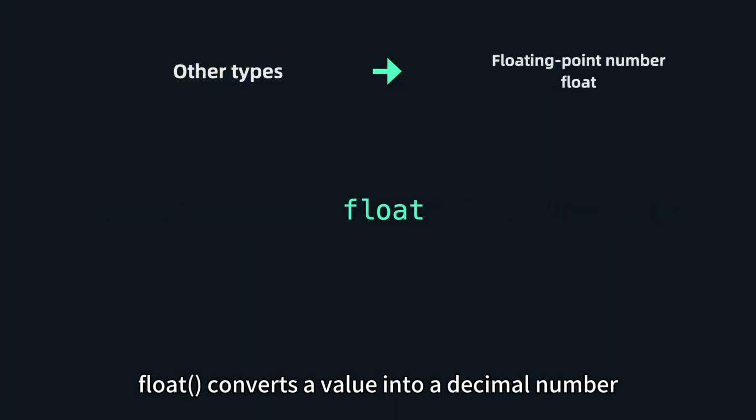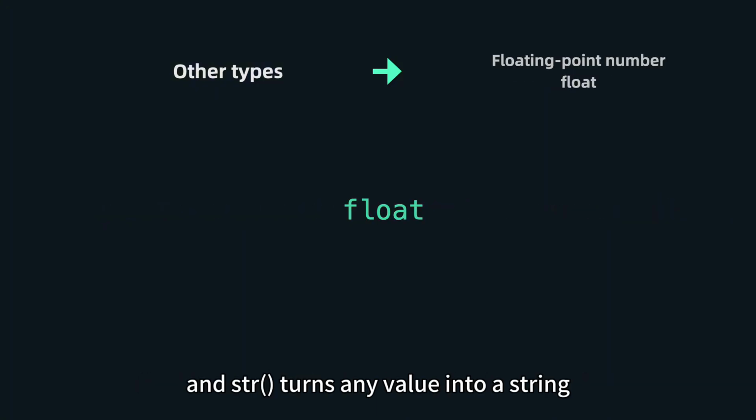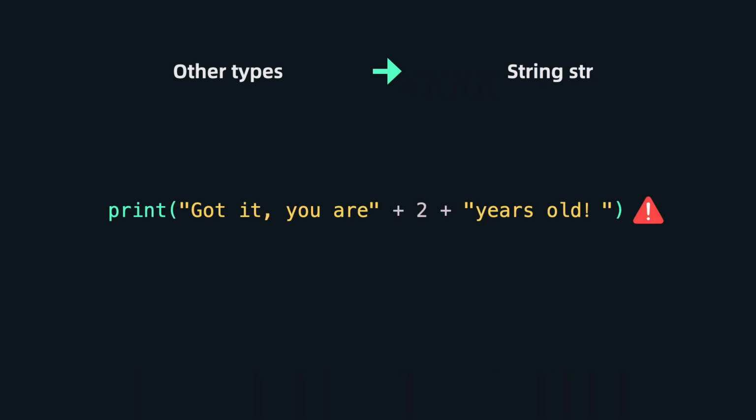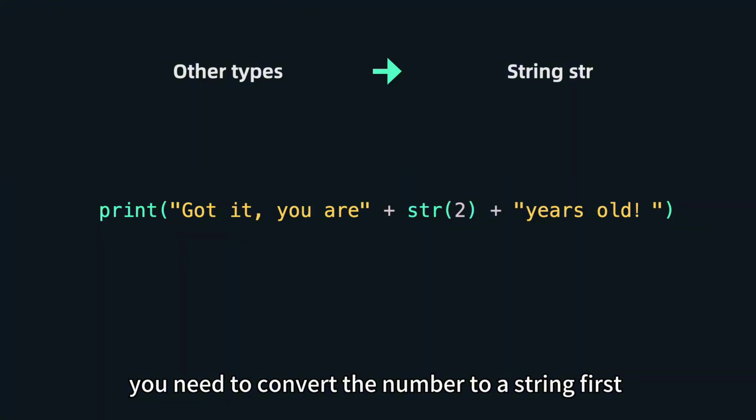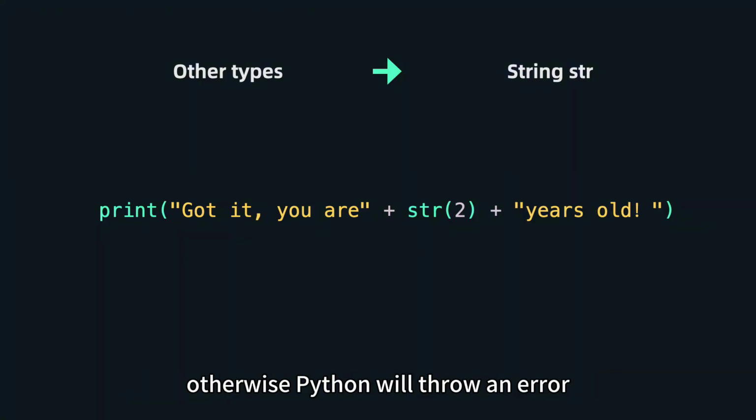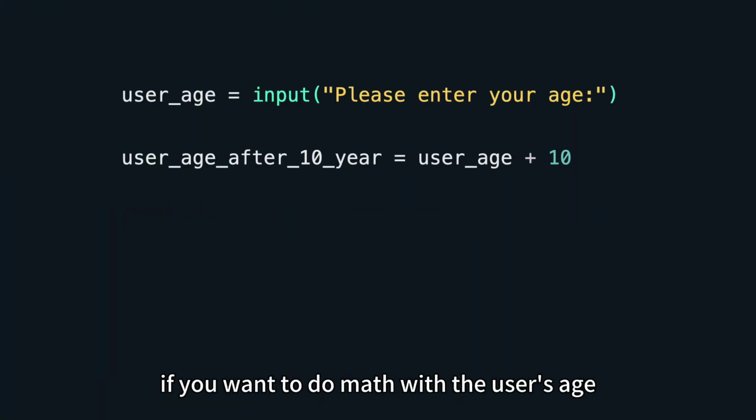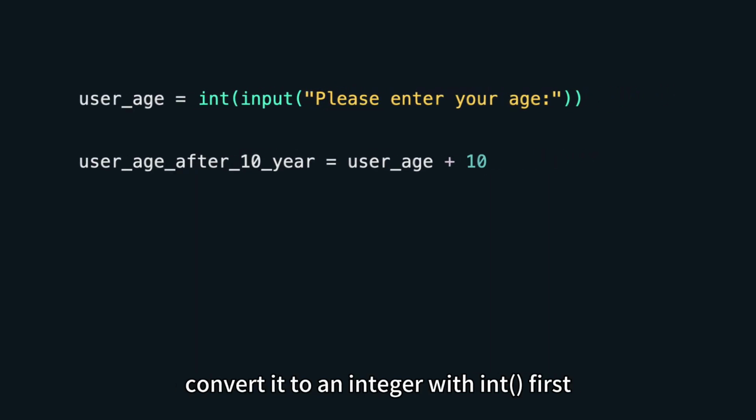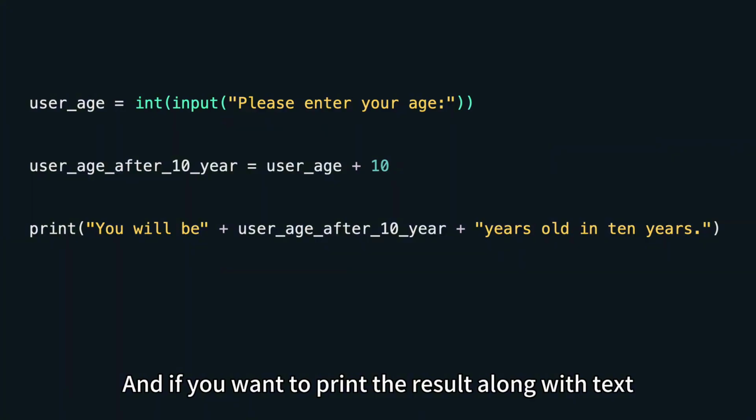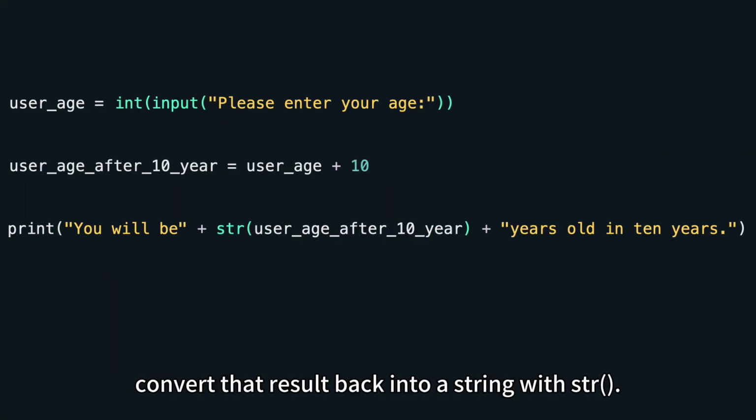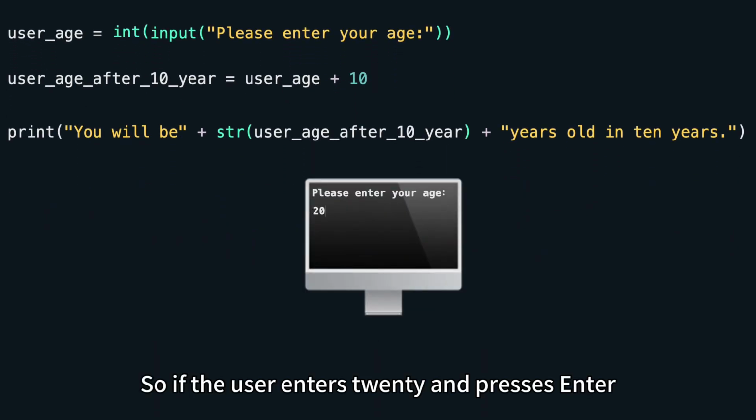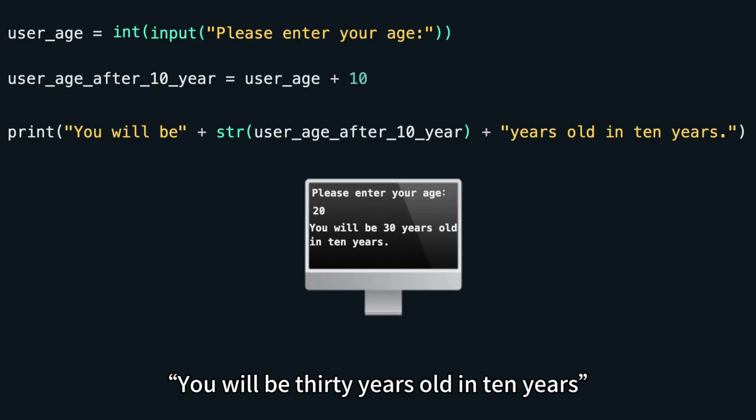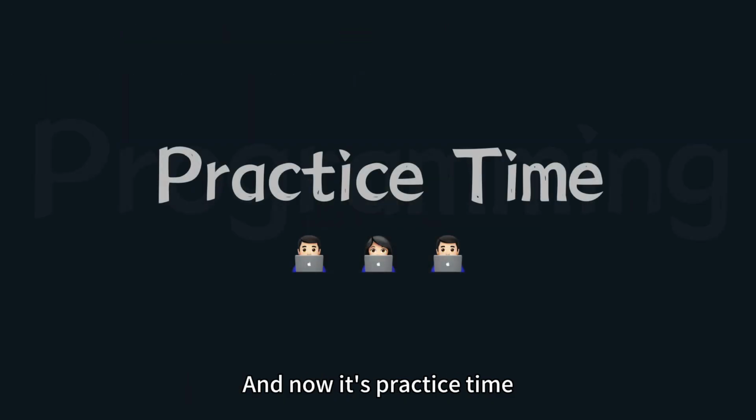Similarly, float converts a value into a decimal number, and str turns any value into a string. If you want to print a number together with text, you need to convert the number to a string first, otherwise Python will throw an error. So in our example, if you want to do math with the user's age, convert it to an integer with int first. And if you want to print the result along with text, convert that result back into a string with str. So if the user enters 20 and presses enter, the program will output, "You will be 30 years old in 10 years."